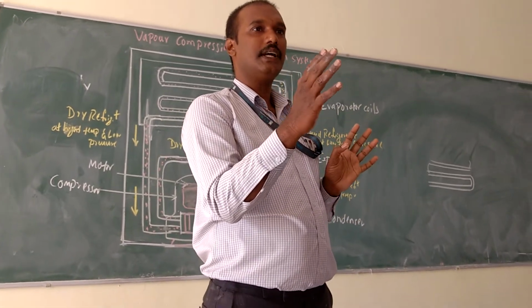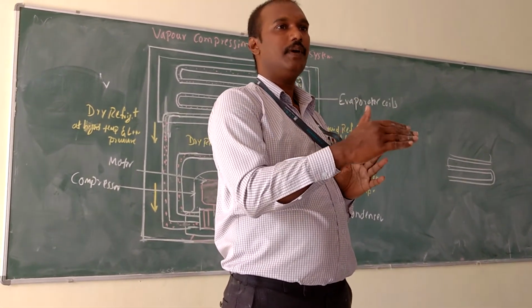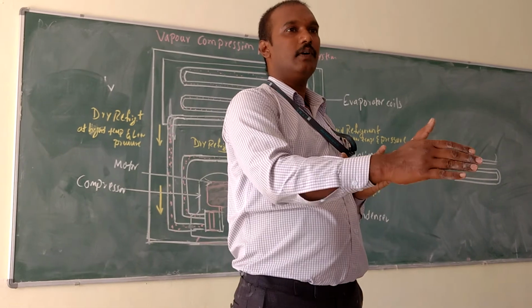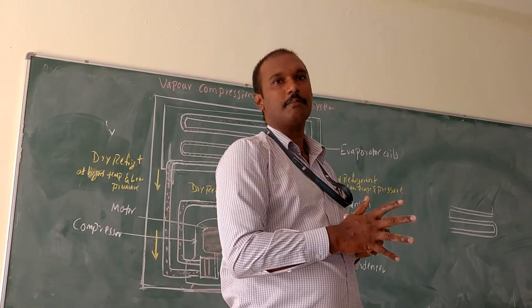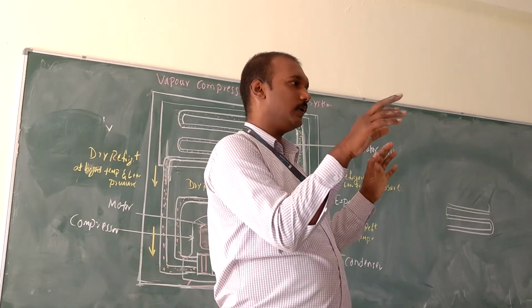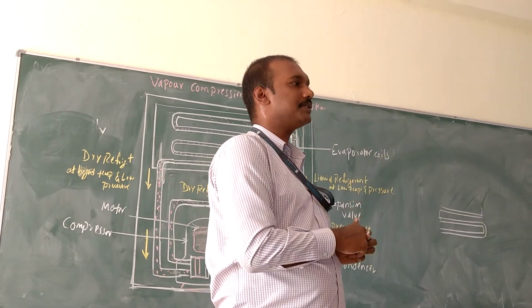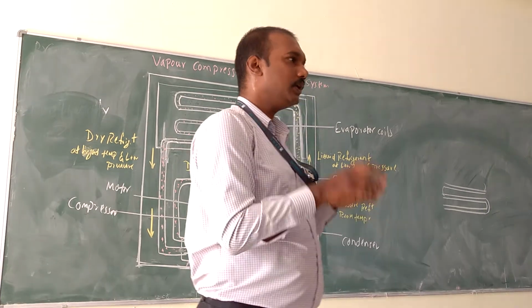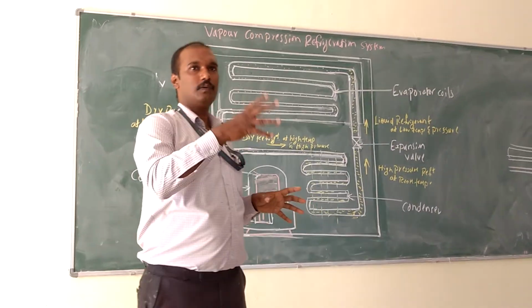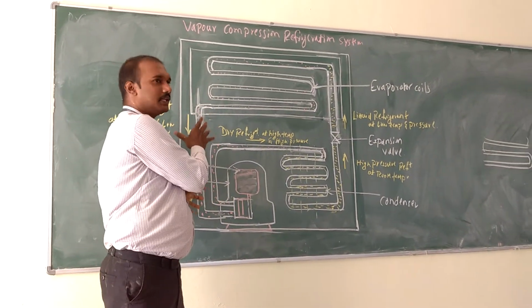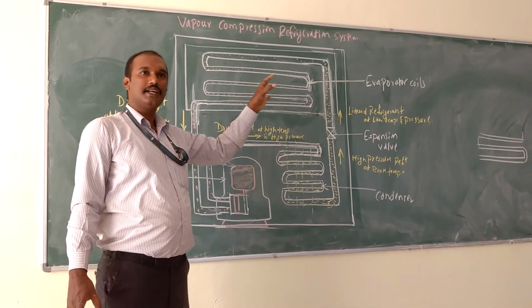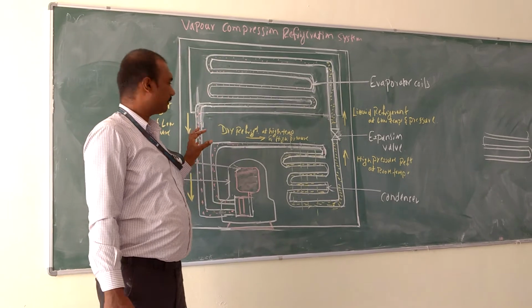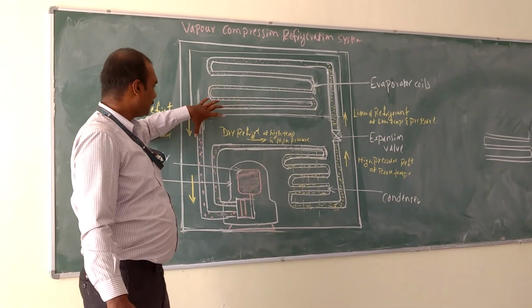So if you know the condition of the refrigerant when it is entering the compressor and when it is exiting from the compressor, then explaining vapor compression is very easy. You should know the condition. So we'll study once again. I'll repeat and stress the condition of the refrigerant when it enters and exits the compressor.